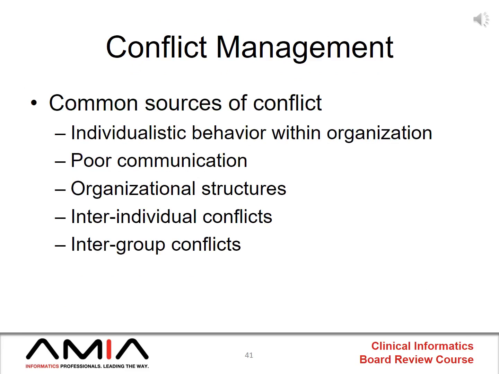In conflict management, it's often important to understand the common sources of conflict because mitigating the source may help lead to resolution. Common sources of a conflict include individualistic behavior within an organization, poor communication, organizational structures which facilitate rather than reduce conflict, inter-individual conflicts, which often may be personal, and intergroup conflicts.